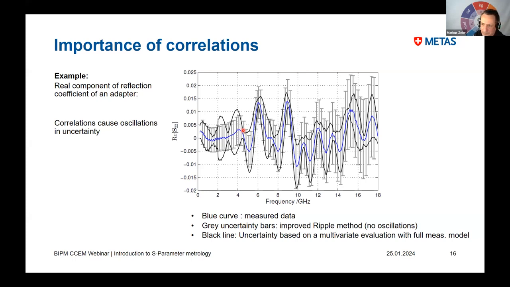And so this is done correctly when you use the full modeling and the multivariate evaluation. Whereas if you do the ripple method, you don't see any such behavior. But that's clear because the ripple method doesn't take care of correlations at all.